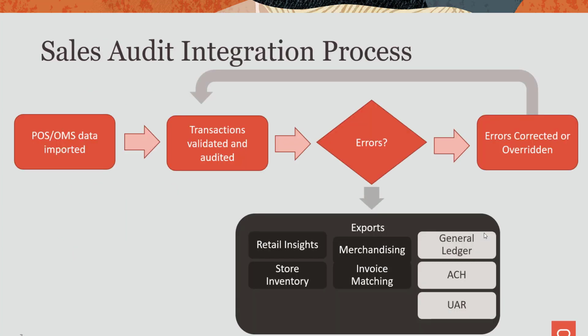The primary function of any sales audit system is to take in sales and returns data from a point of sale or order management system and provide a mechanism to find and correct any errors discovered in the validation process. This needs to be done prior to passing the sales data onto financial and inventory management systems or other systems as needed.